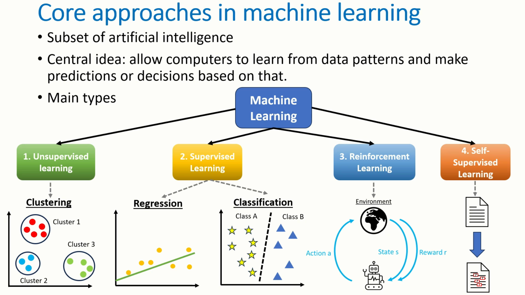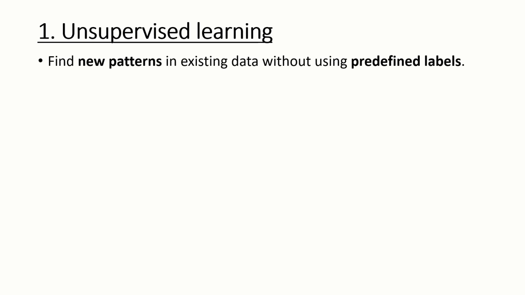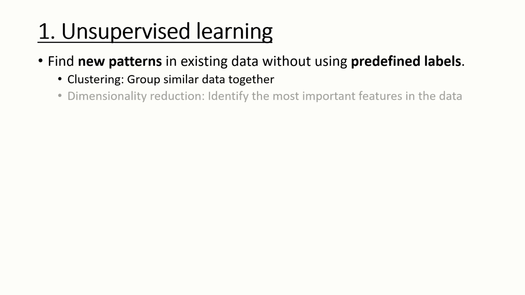In this video, I'm going to talk about each of those 4 main types, and I'm going to explain the core approaches for them. Let's start with unsupervised learning. Here the goal is to find new patterns in existing data without using predefined labels. The main application is clustering, where we want to group similar data together. But there's also dimensionality reduction, where we want to identify the most important features in the data.